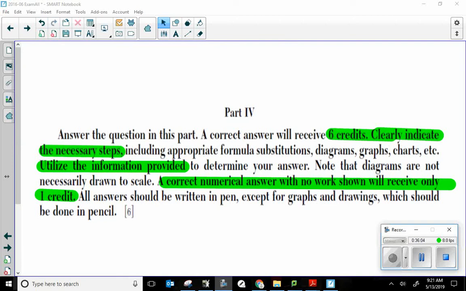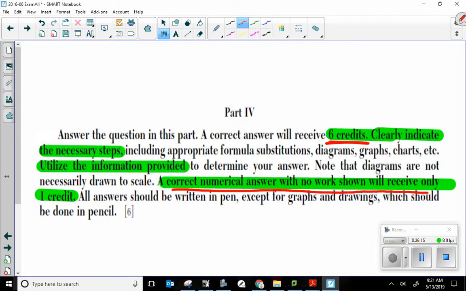On to the next one, part 4. This one, same deal. 6 credits, okay? Necessary steps, utilize information, yada, yada. Correct numerical answer with no work will receive 1 point. You will not get half of the credits. You will get 1 out of the 6 points. That is better than 0, but not as good as 4 or 5 out of 6. Not even as good as 6 out of 6 is what we should strive to get, okay? So, let's start this bad boy.